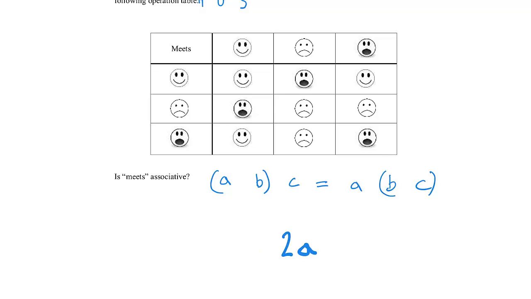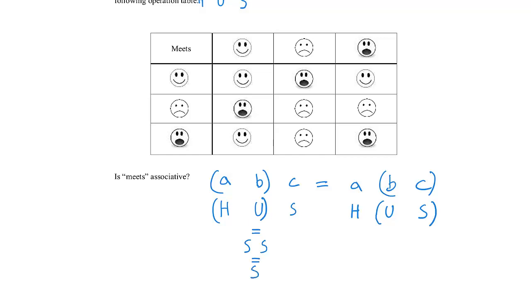Okay, so back to this topic. We want to know if this equation that we just wrote down is always true. Let's try some examples. So if we first try, let's say, happy, unhappy, and surprised. So first we'll combine the happy, unhappy, and then we'll see if we get the same thing as compared to combining the unhappy and surprised first. So happy, unhappy gives you surprised. Surprised and surprised gives you surprised.